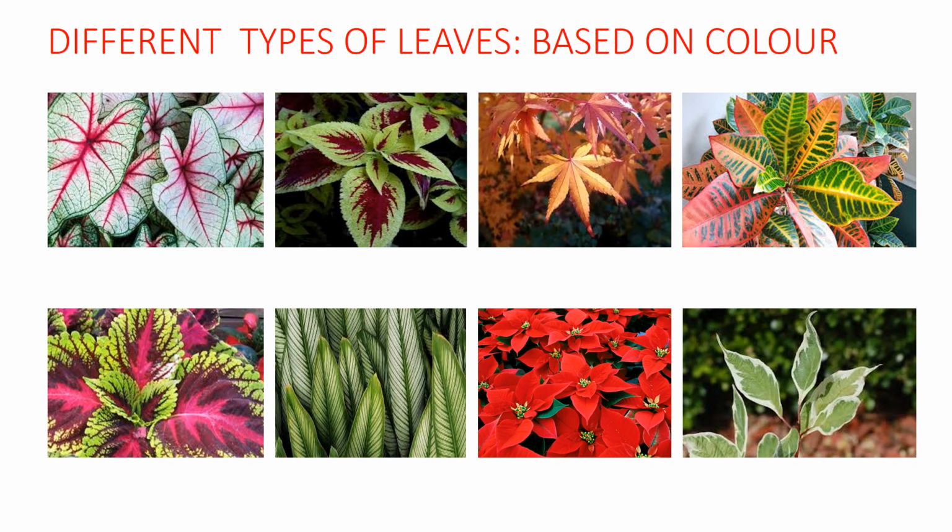Moving next, different types of leaves based on color. Children, generally we think leaves are green in color. But is it completely true? No. There are some leaves which are of different color. You can see here there are varieties of leaves with pink, green, red or purple color. You can even see a leaf which is green in color with some white patches.